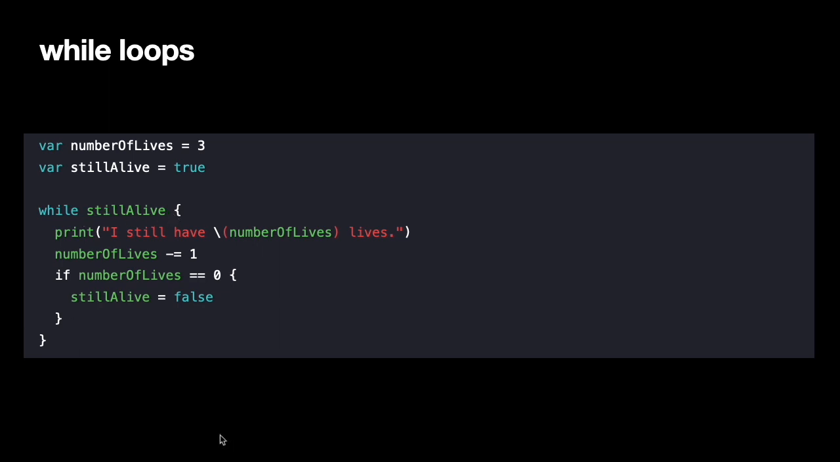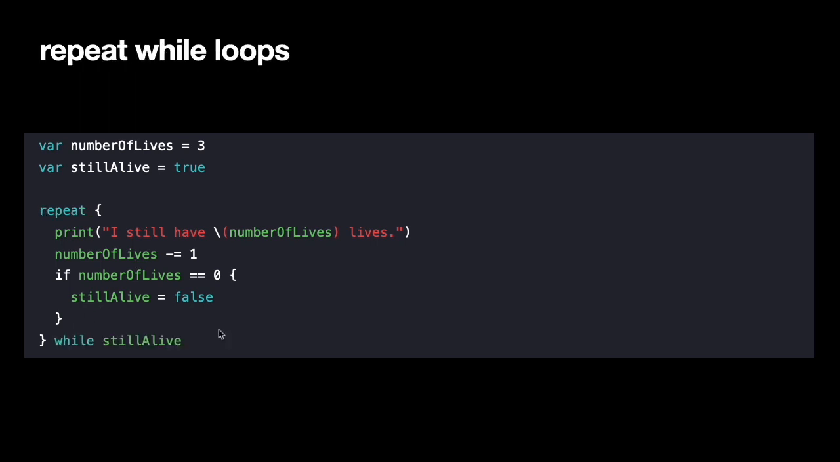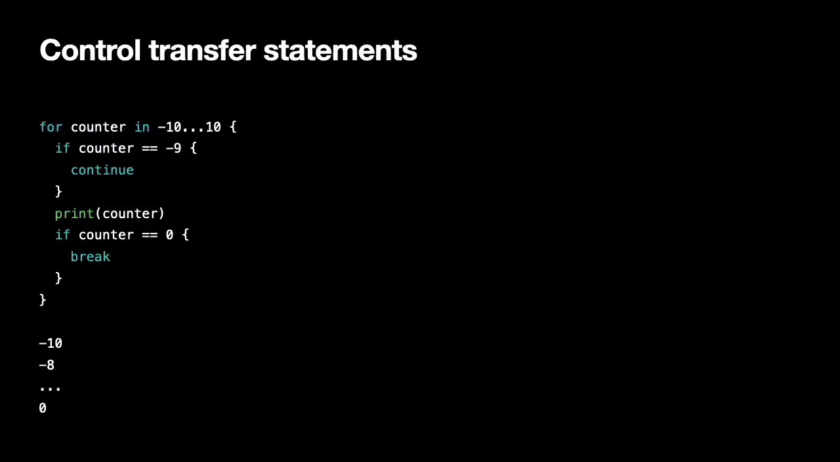One other observation about these while loops. They test the termination condition at the beginning. If still alive started out as false, then this code in between the braces would never execute. This is a repeat while loop. In this case, the code inside the loop is guaranteed to be executed at least once, and then at the end of each execution of the code is when you test the termination condition.